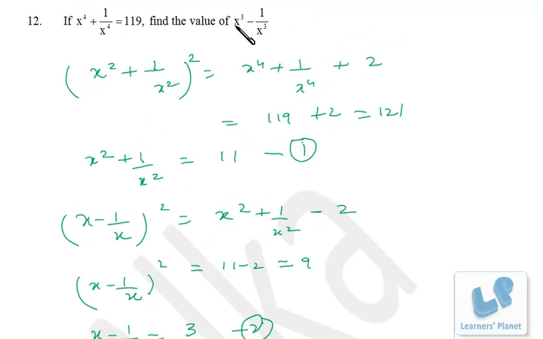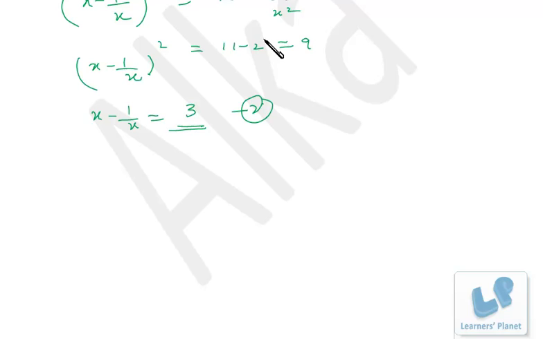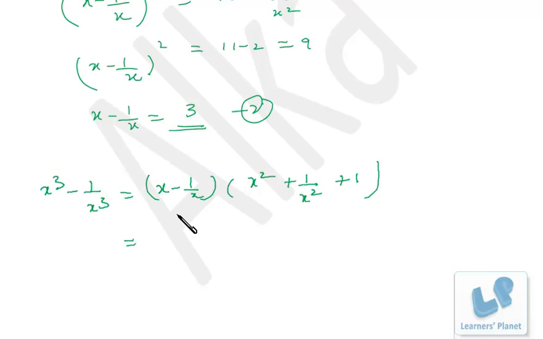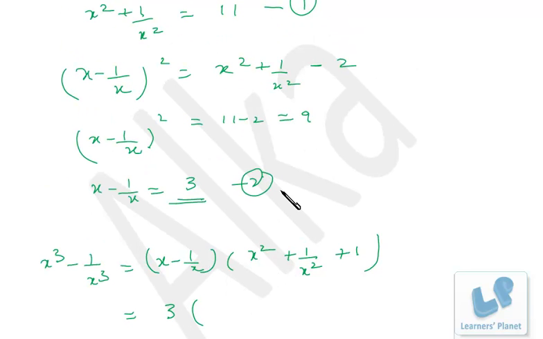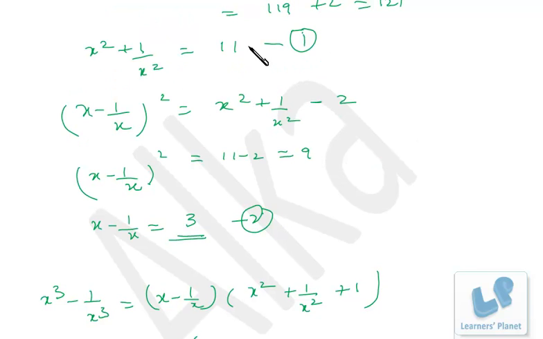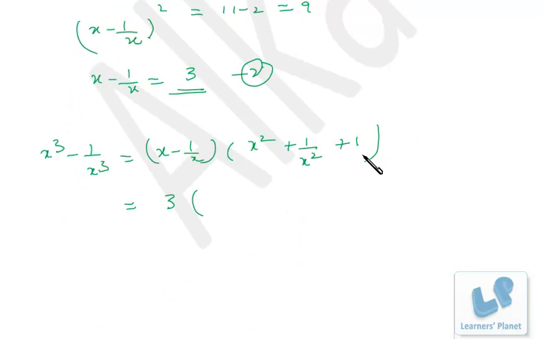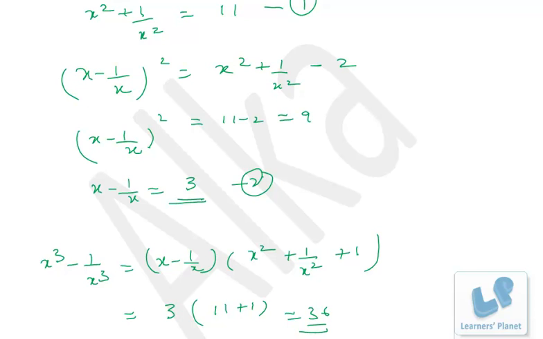Now we have to find out the value of x³ minus 1 upon x³. Let's see what happens. So x³ minus 1 upon x³ can be written as (x minus 1 upon x) into (x² plus 1 upon x² plus 1). Now we can put the value of x minus 1 upon x, that's 3. x² plus 1 upon x² is 11, and this is plus 1. So it's 12 into 3, 36. Okay? I hope you are clear.